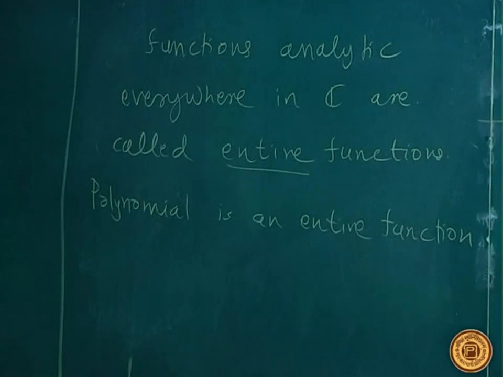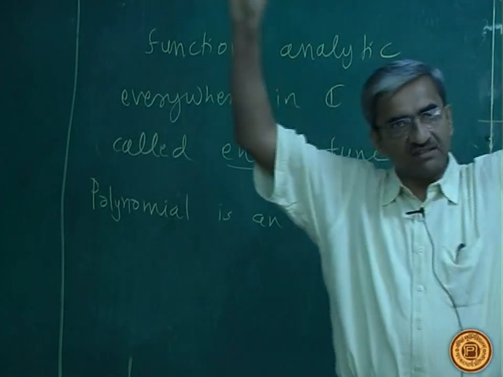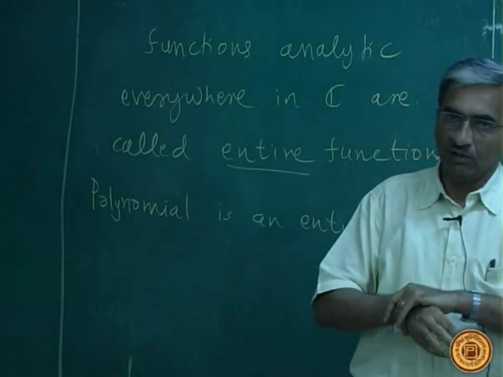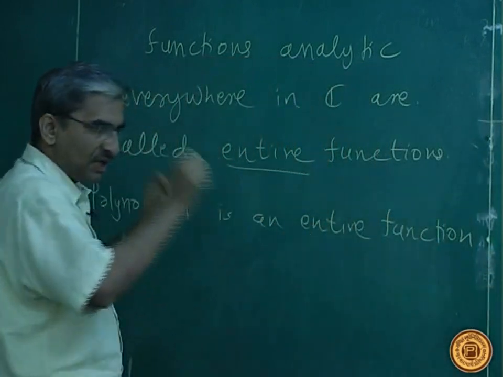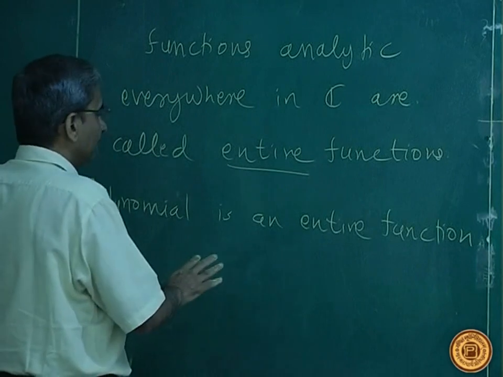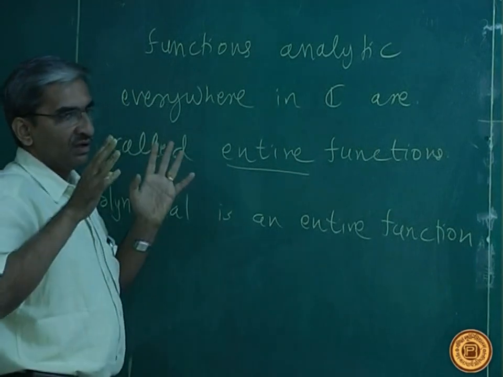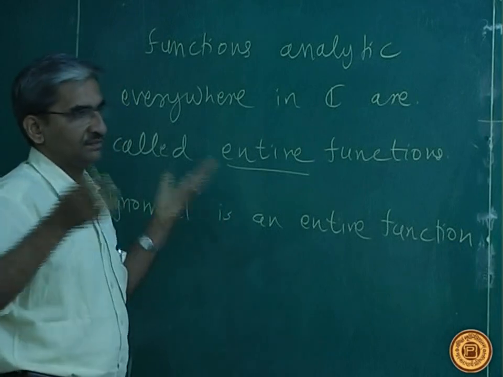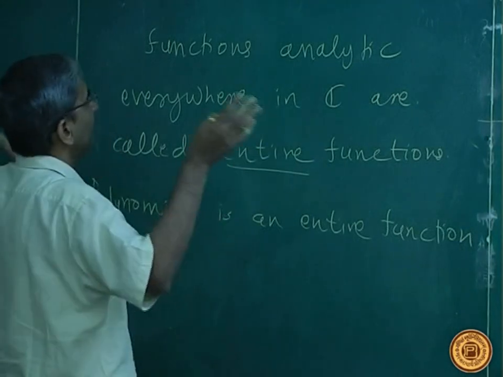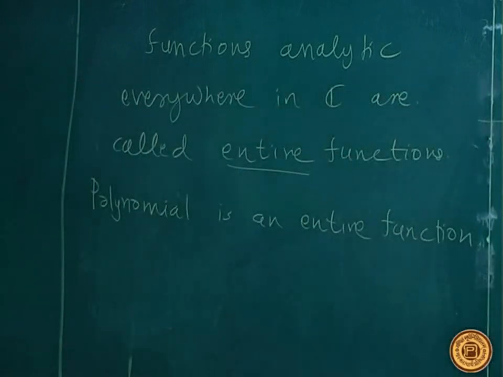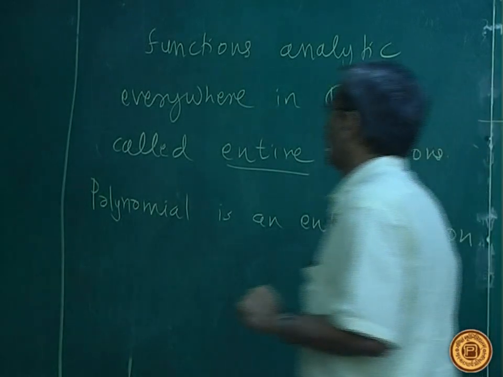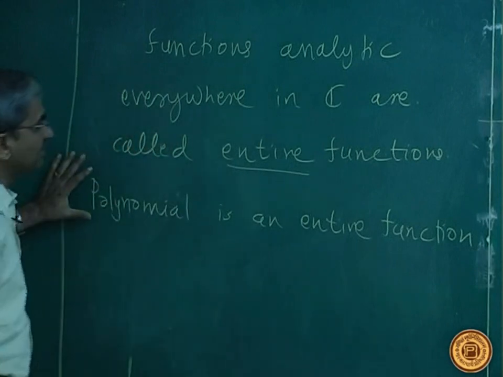Because a polynomial is differentiable everywhere in the complex plane. The complex plane itself is an open set. So on the whole plane, which is an open set, a polynomial is differentiable at every point. Therefore, on the open set C, any polynomial is analytic. That means it is analytic in the entire complex plane. It's called an entire function. So this is one important example of an entire function.